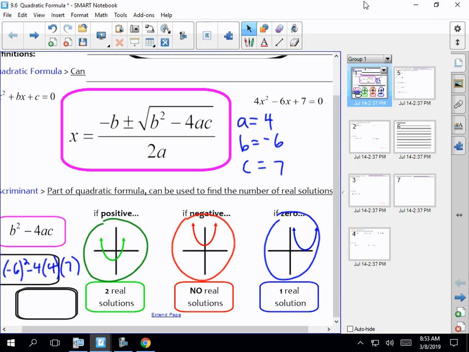Is this number right here that I just wrote in the little box going to be positive, negative, or 0? Negative 6 squared is 36, right? And I'm going to subtract, is it a number bigger than 36 or less than 36 or equal to 36? 4 times 4 is 16. 16 times 7 is bigger than 36, right? So this number is going to be negative, meaning this guy right here would fall into the no real solutions category.